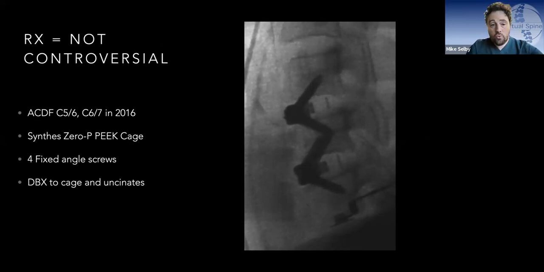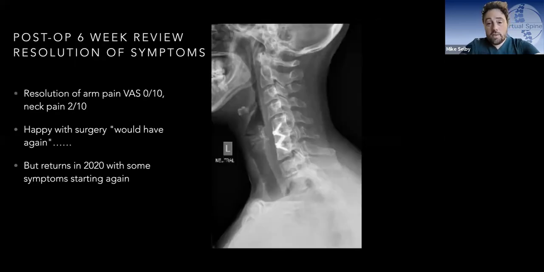So she had 2 Synthes zero-profile PEEK cages, and these have 4 fixed-angle screws, 2 cranial, 2 caudal in each device. And I used DBX, so demineralized bone matrix, to the cage and the uncinate processes after appropriate debridement. You can see the little metallic device at the bottom of that X-ray is an ECG dot from the shoulder, and the devices are well placed, and we've restored foraminal height and restored a little bit of segmental lordosis there. So this is her 6-week review.